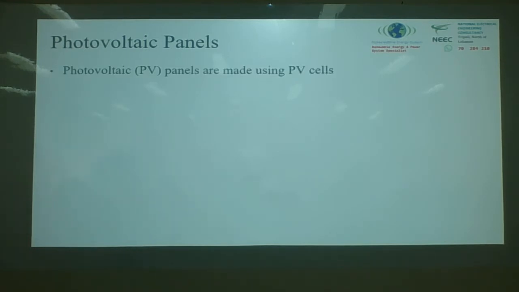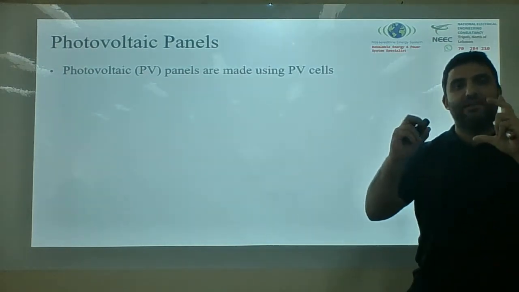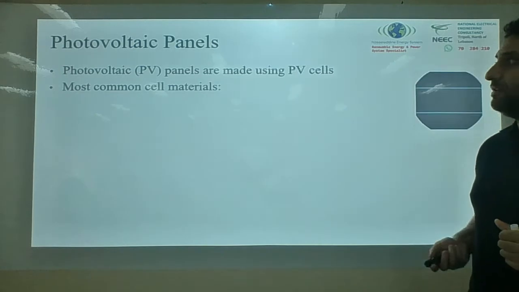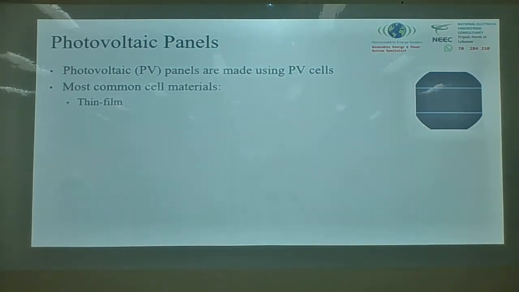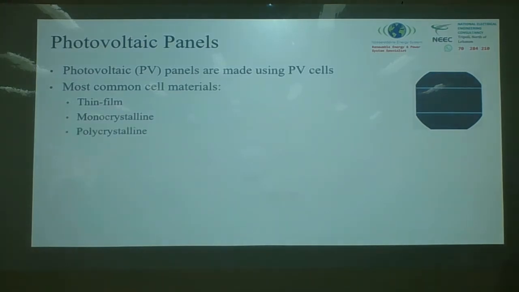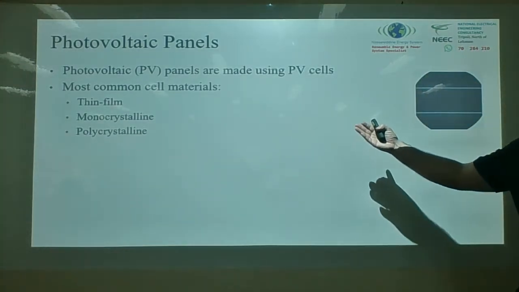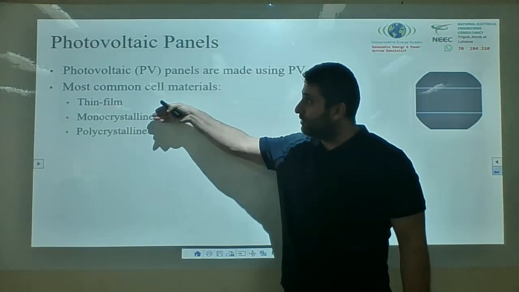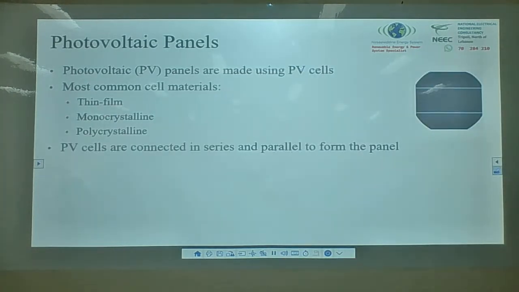Photovoltaic panels. The panel that we see is made of cells. The most common cell materials are thin film, monocrystalline, and polycrystalline. These are the most commonly used currently. Previously, they were monocrystalline and polycrystalline. Now the thin film has started gaining some momentum.